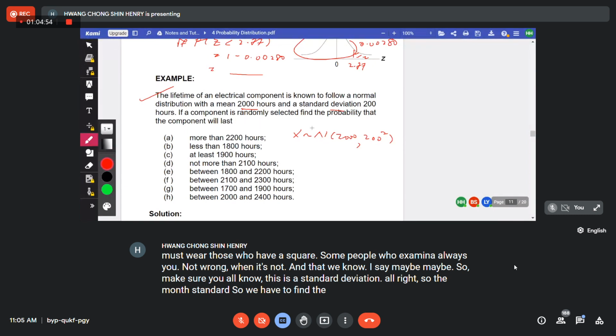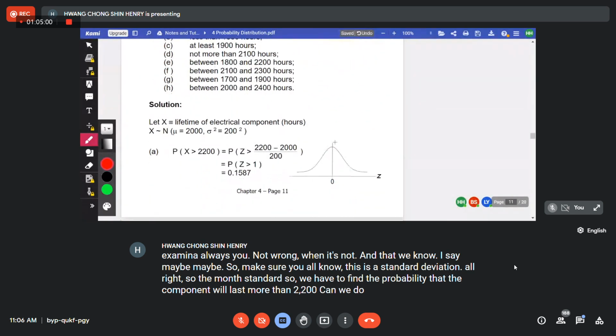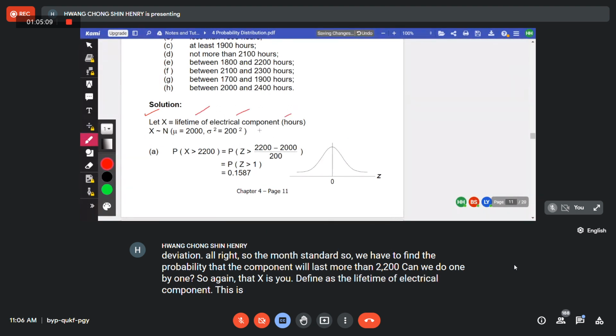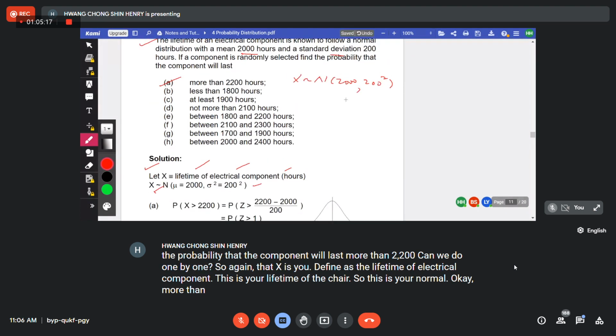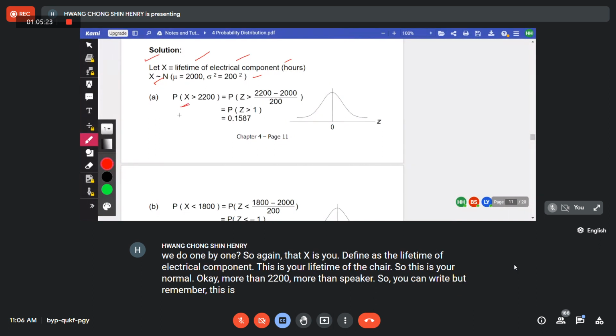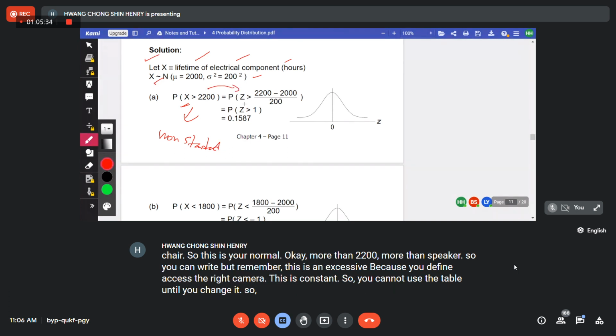So we have to find the probability that the component will last more than 2200. Can we do one by one? So again, you let X be defined as the lifetime of the electrical component. This is your lifetime of the chip. So this is your normal. Okay, more than 2200, more than is bigger. So you can write as what? Remember, this is an X, is it? Because you define X as a lifetime. This is non-standard. So you cannot use the table until you change it to standard. How do we do that?